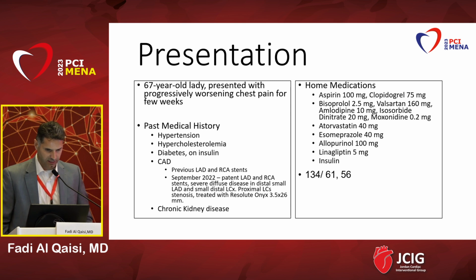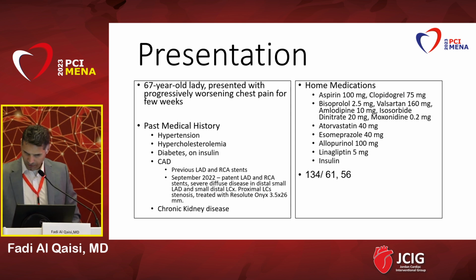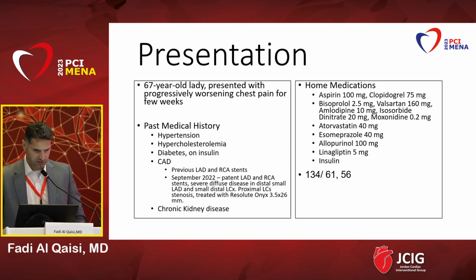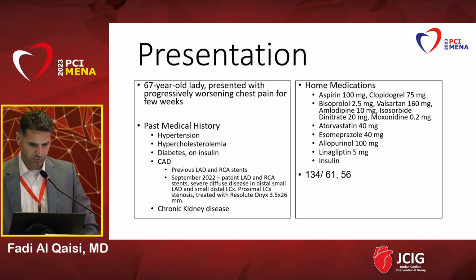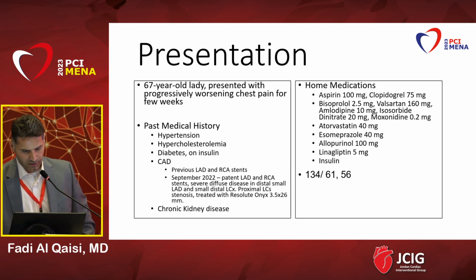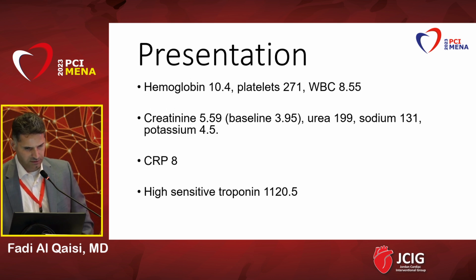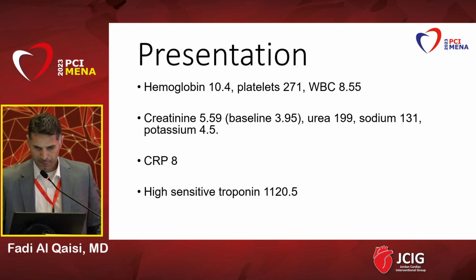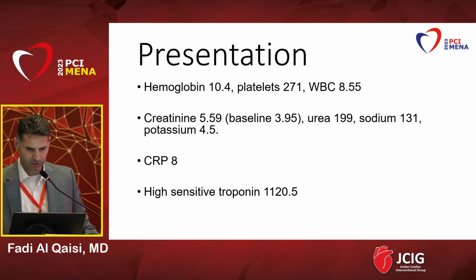She had patent RCA and LAD stents with severe diffuse disease in the distal small LAD and small left circumflex artery that were treated medically. Proximal left circumflex artery severe stenosis was treated with a single drug-eluting stent 3.5 times 26 millimeter. She is a known case of chronic kidney disease. This is a list of home medications that includes the typical dual antiplatelet therapy and anti-anginal medications. Her blood pressure on presentation was 134 and heart rate 56.